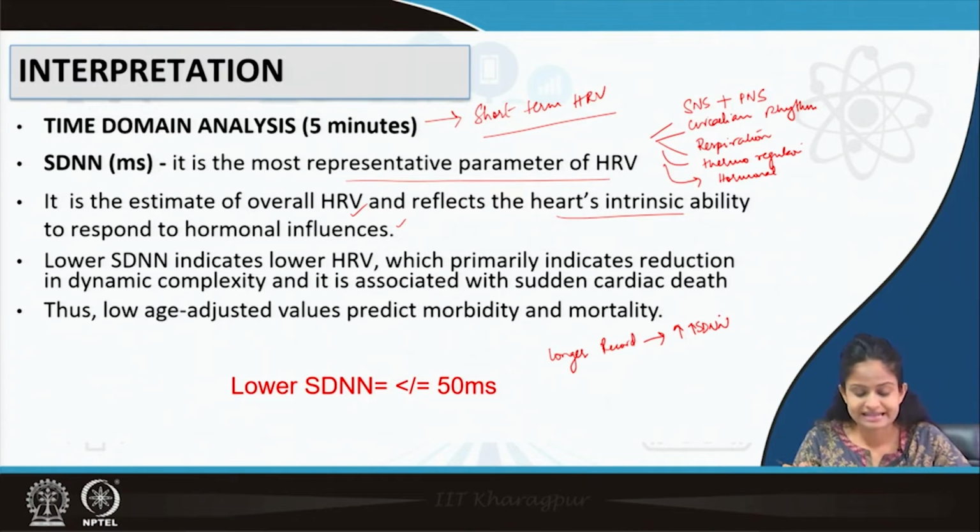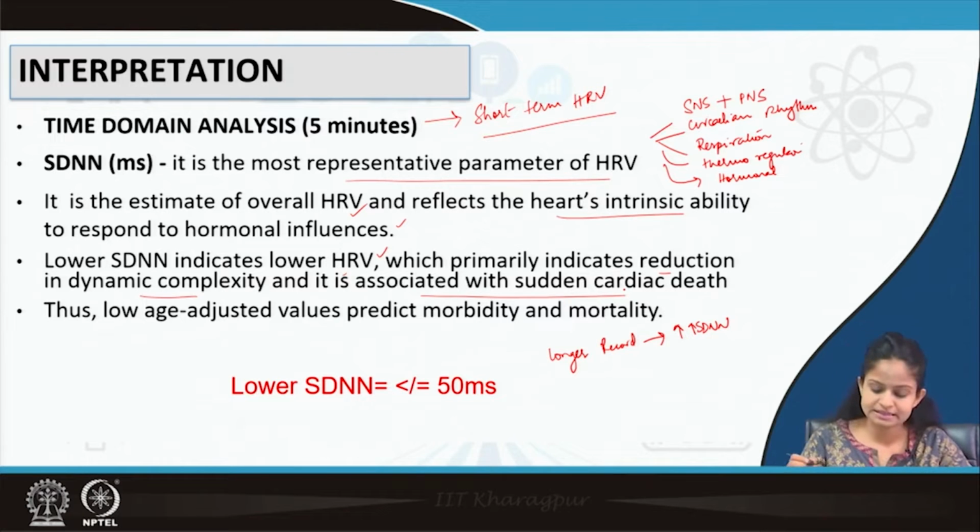So, lower SDNN indicates low HRV. Obviously, we have various reasons of low HRV, which primarily indicates reduction in the dynamic complexity and it is associated with sudden cardiac death. Usually the cardiovascular risk is much higher whenever there is a low HRV and whenever there is lower SDNN, which generally reflects the low HRV.